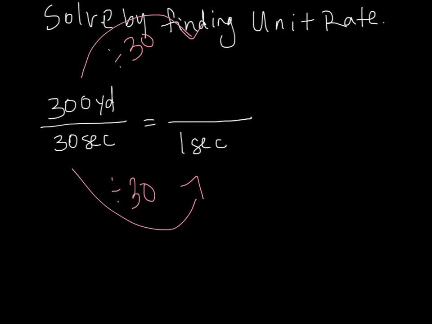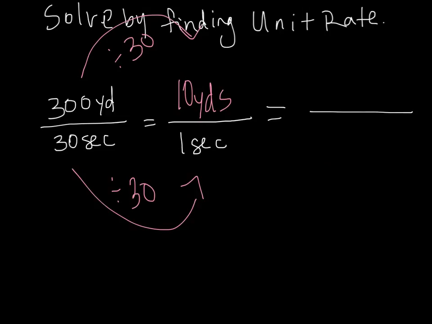So what we do to the bottom, we have to do to the top. 300 yards divided by 30 seconds. And use your calculators, or cross off your zeros. Divide by 3, we get 10 yards. So if we can go 10 yards in 1 second, how long will it take us?